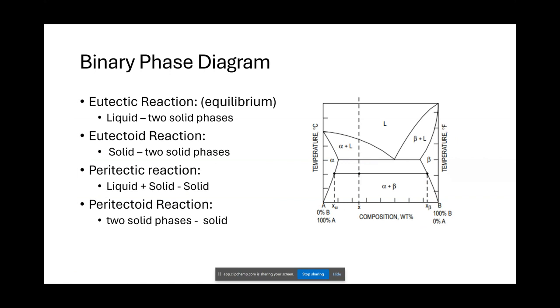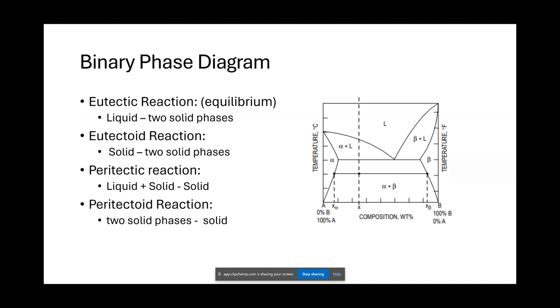On to the final section of the material science and properties review, and that is the binary phase diagram section. This is something we haven't really run across at all, so it'll take a little bit of getting used to. So we're just going to jump right into it. You see that I have our 4 different reactions right here: eutectic, eutectoid, peritectic, and peritectoid reactions.